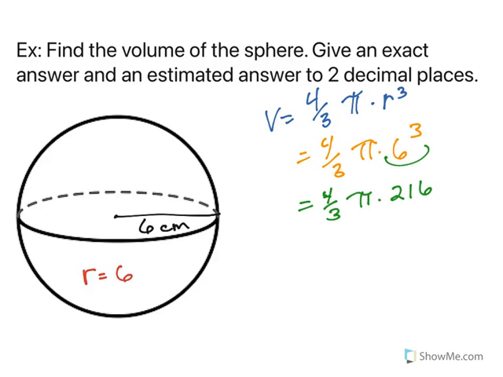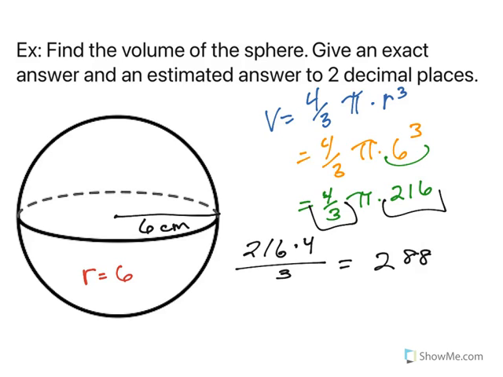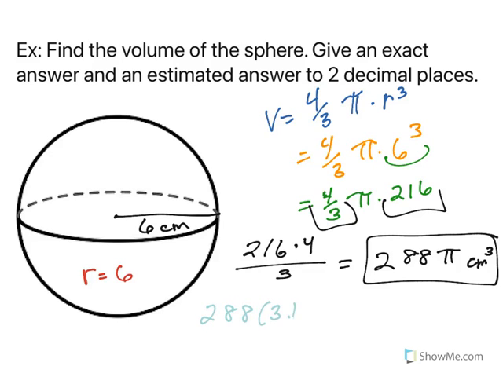And now, because we want an exact answer, we're going to ignore pi for right now. I'm going to take 216 times 4 and divide by 3, because that's the same as multiplying by 4/3. And when I do that, I get 288. So my exact value for the volume of the sphere is 288 pi centimeters cubed. Exact because we are using the pi symbol. Now, if you want to estimate to 2 decimal places, we're going to take 288 and just multiply by 3.14 as an estimation for pi.